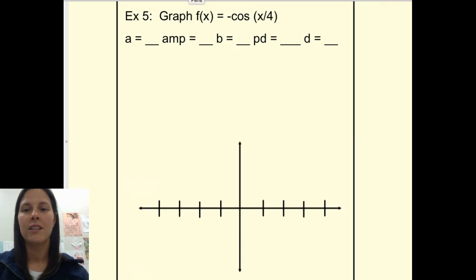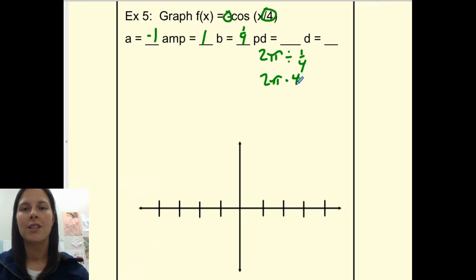Taking a look at our cosine function, our a value is -1, which means our amplitude is 1. This time we have a b value that is 1/4. So to get the period of our cosine function, we're going to take 2 pi and divide it by 1/4. Remember, dividing by fractions means multiplying by the reciprocal. So the period of our function is 8 pi. We have no d value, so we have no vertical shift.